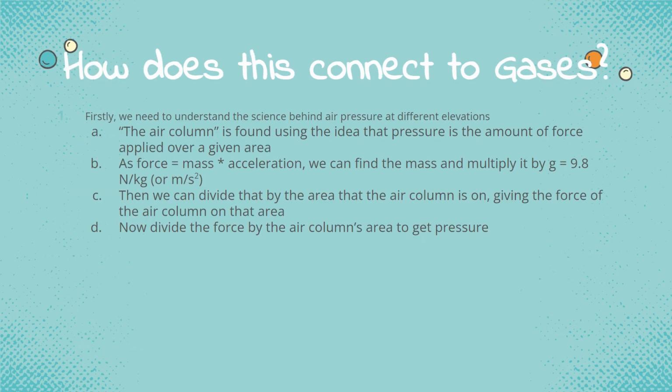Well, firstly, we need to understand the science behind air pressure at different elevations. So the air column is a concept which is found using the idea that pressure is force over area, and since force equals mass times acceleration, by finding the mass of the air column and multiplying by the gravitational constant 9.8 newtons per kilogram, and dividing that by the area that the air column is on, we can find the pressure of that air column or the force over the area.